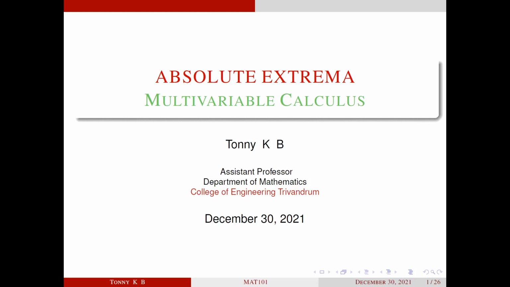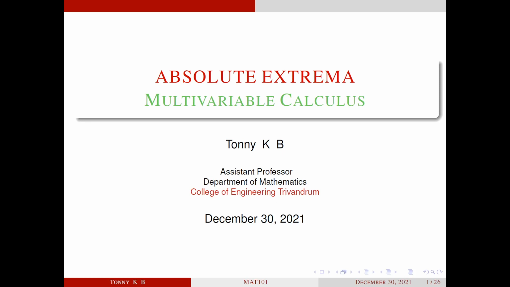Namaskaram. The process of finding absolute extrema for a multivariable function depends on the nature of the domain. There are four types of domains: closed and bounded, closed and unbounded, open and bounded, open and unbounded. In this course, we will discuss only absolute extrema on a closed and bounded set.